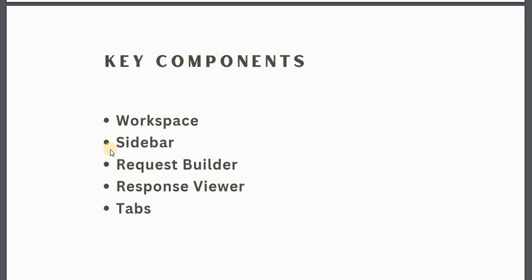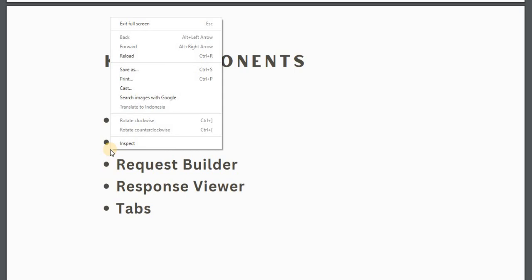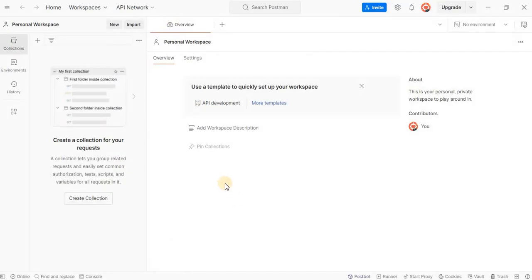The Postman interface consists of several key components. First is the workspace, second is the sidebar, third is the request builder, fourth is the response viewer, and fifth is the tabs. Now I will take you through each component in detail in Postman. And now I will explain each component. So the first component is the workspace.